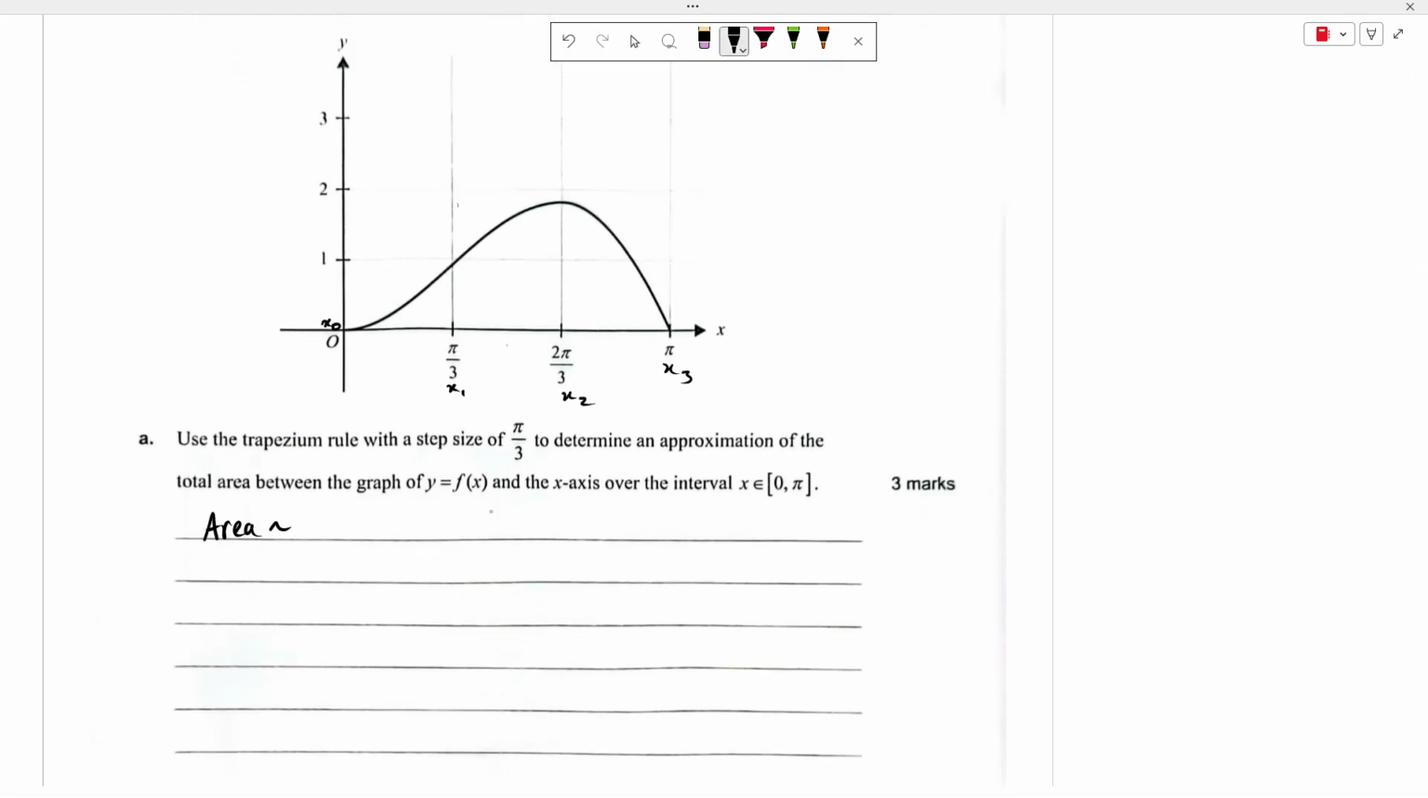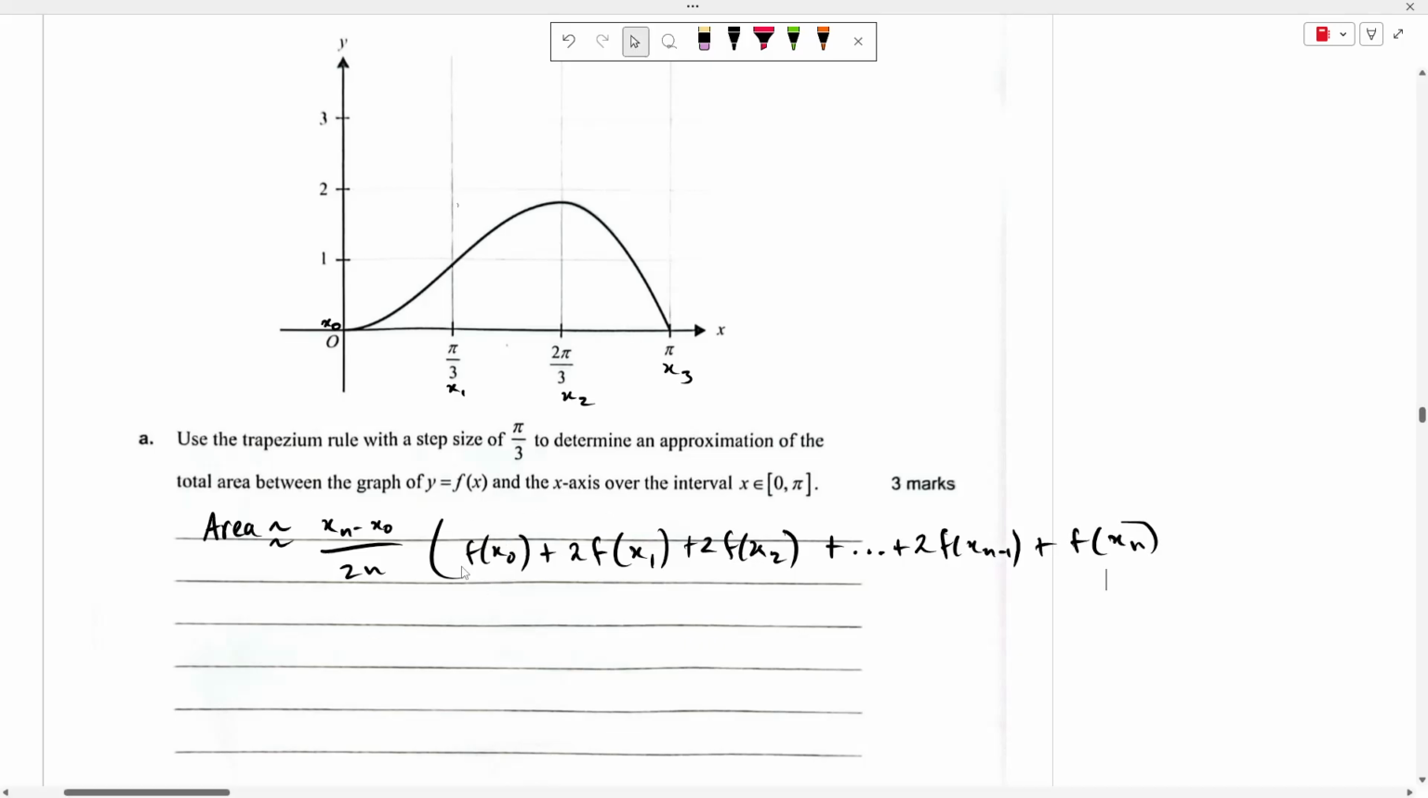Now the formula goes something like this. So xn minus x0 over 2n times f of x0 plus 2 times f of x1 plus 2 times f of x2, and you're going to keep doing that until you get to xn. So the very first one, f of x naught, and the very last one, f of xn, you're going to add normally without multiplying by 2.